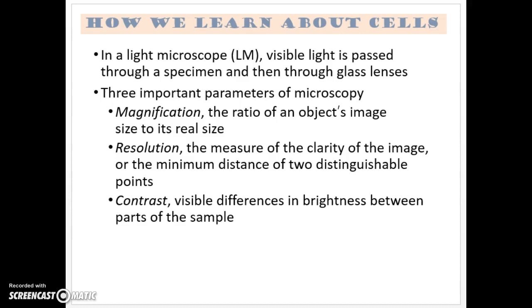Magnification is the ratio of the object's image size to its real size. So we can change that by looking through different lenses. The resolution is the measure of the clarity of the image, how clear. So we adjust that with the fine tuning and try to get as clear an image as possible. And then contrast is the visible difference in brightness between parts of the sample. And we can adjust that by adjusting the light source and making it dimmer or brighter.